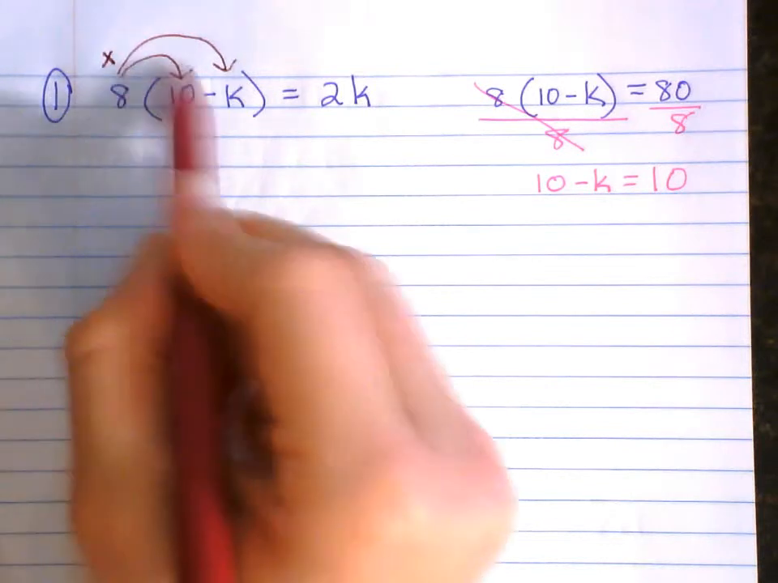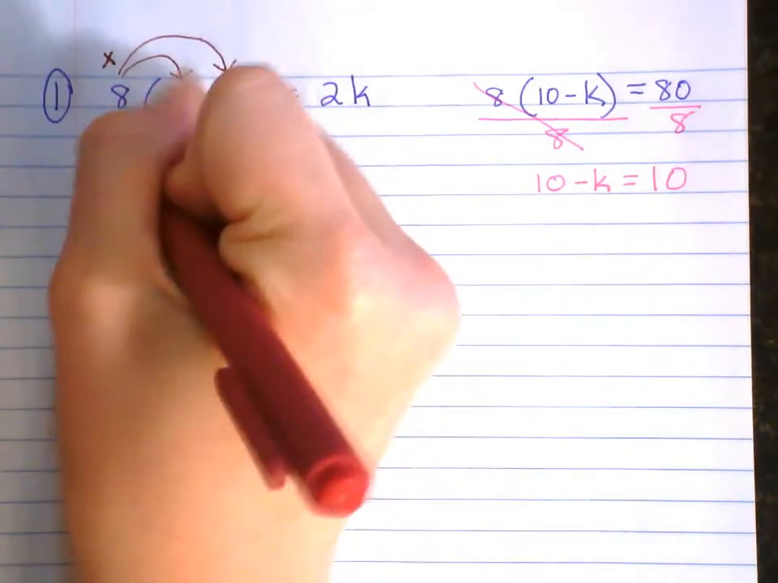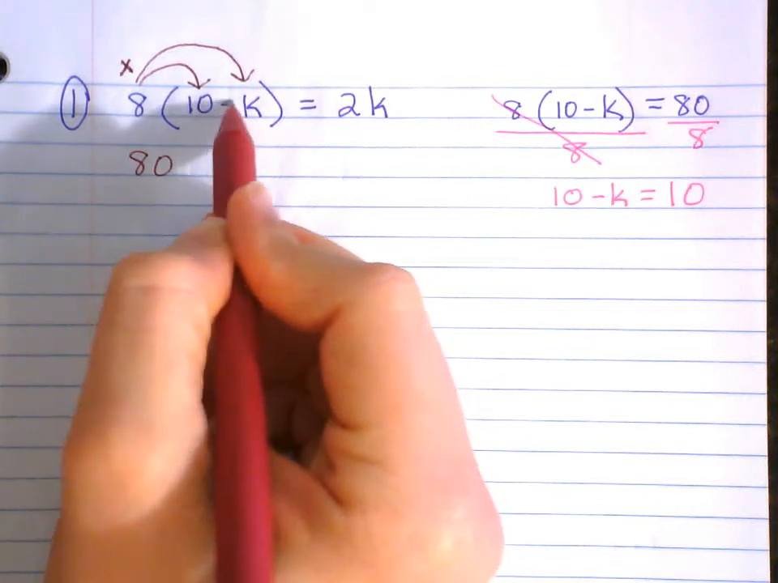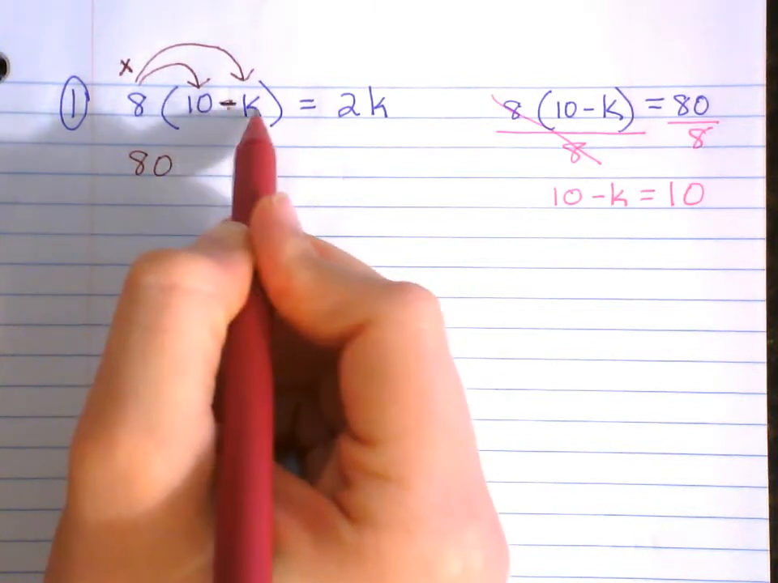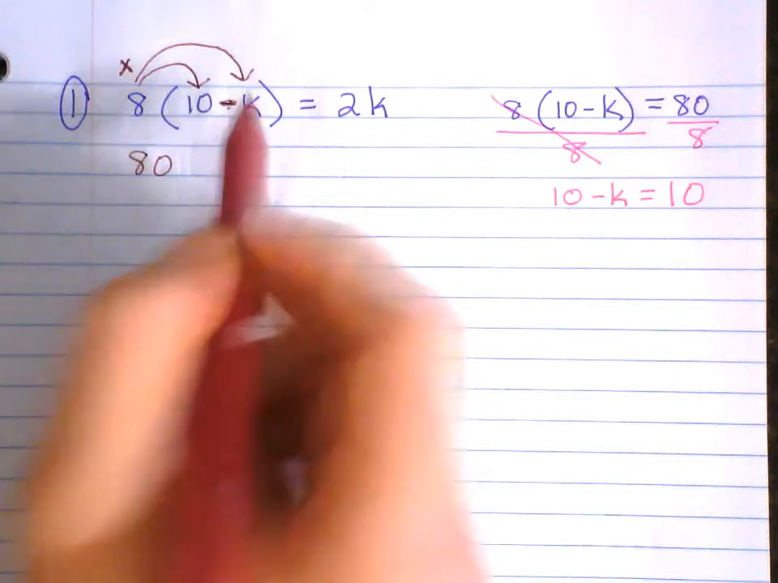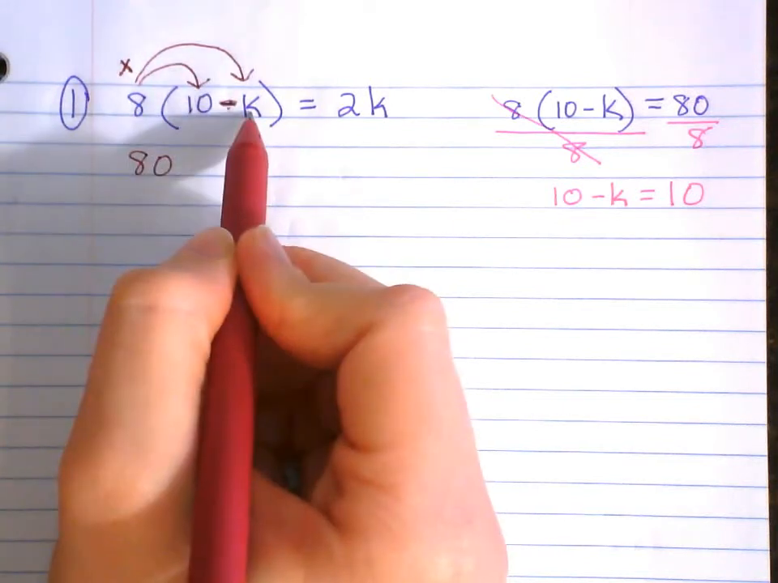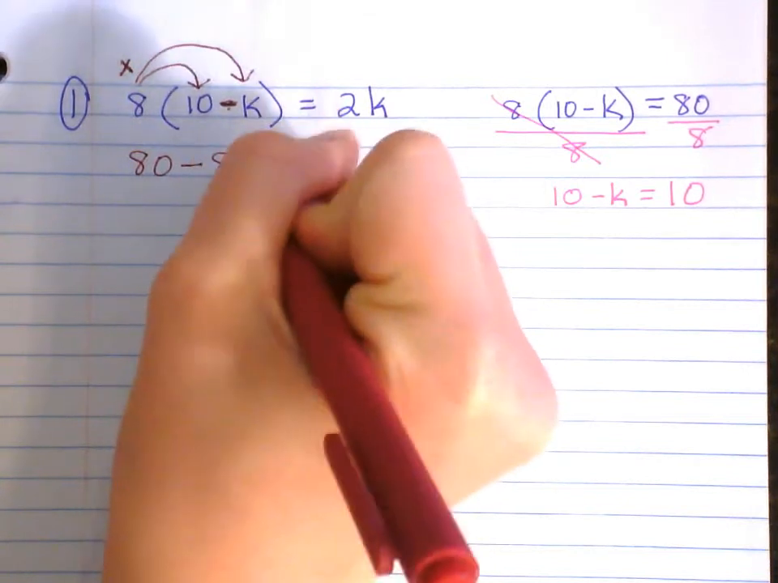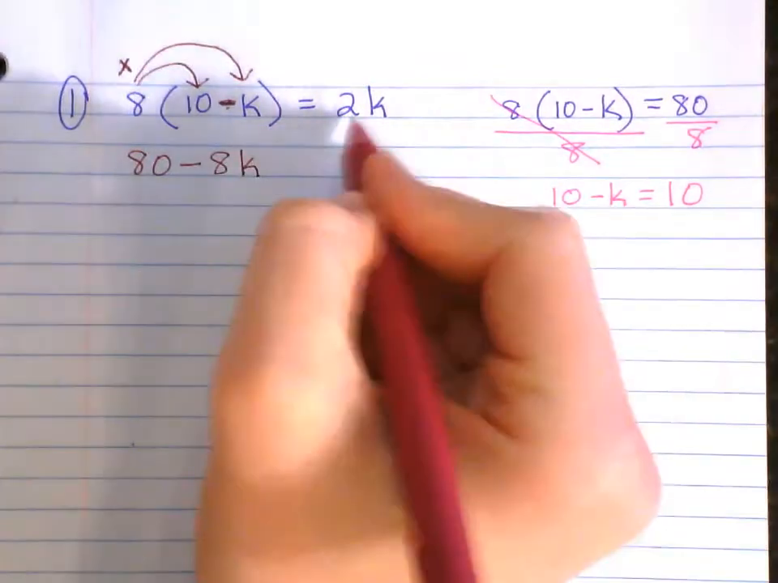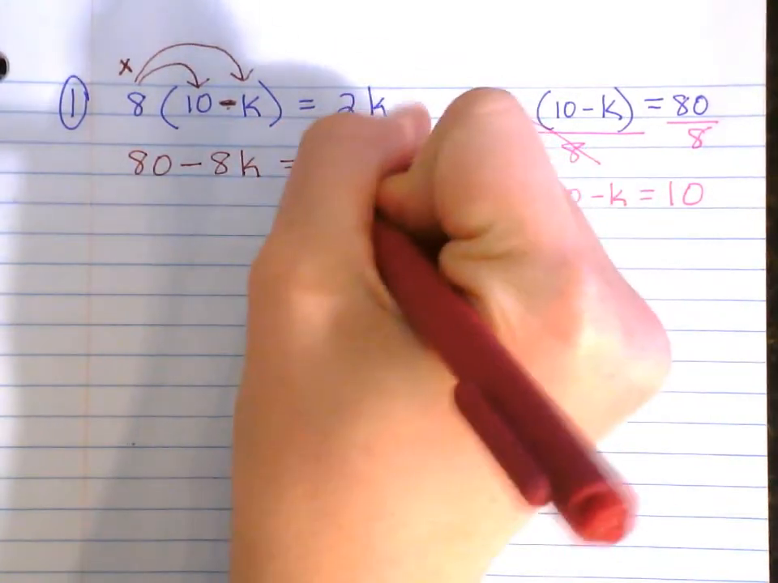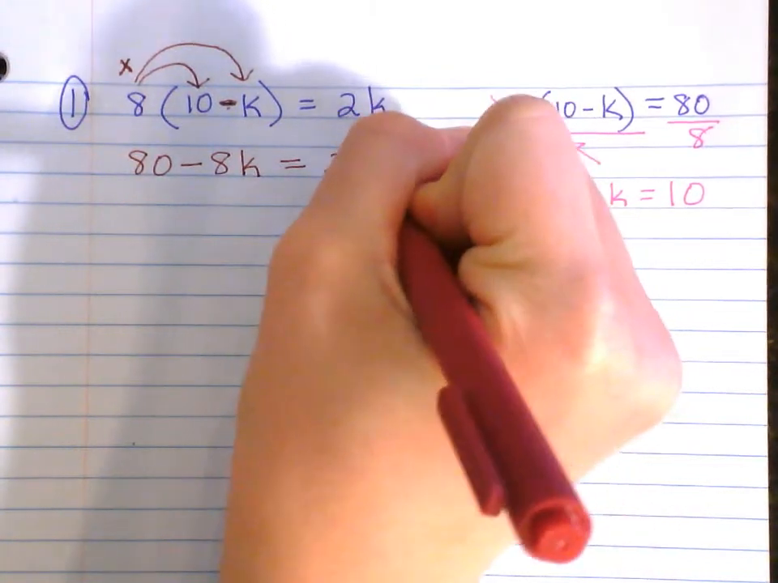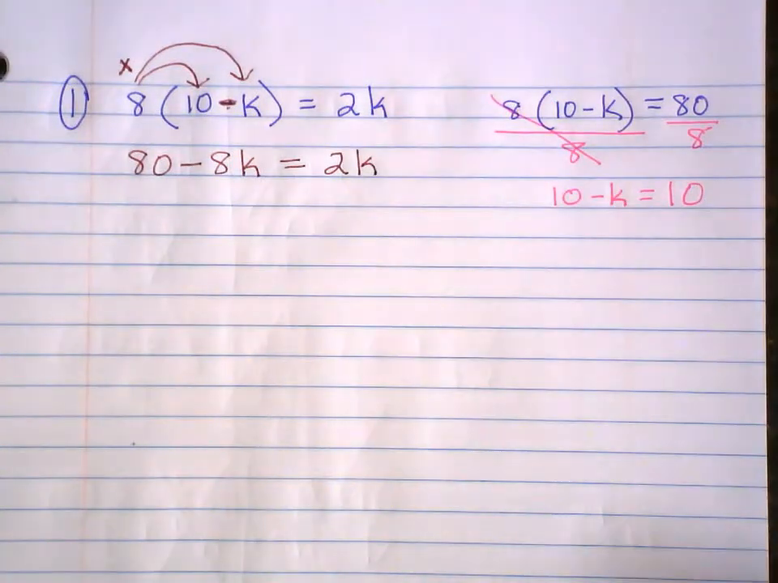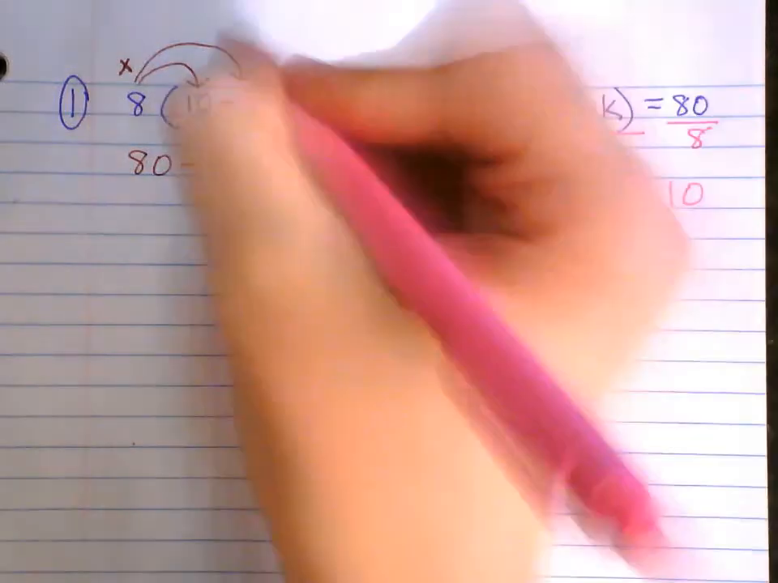So 8 times 10 is 80. You have to know this is a negative k or minus k, same thing. 8 times negative k is negative 8k. And then just bring down that equals 2k. So you have to distribute, you have to multiply that 8 throughout.